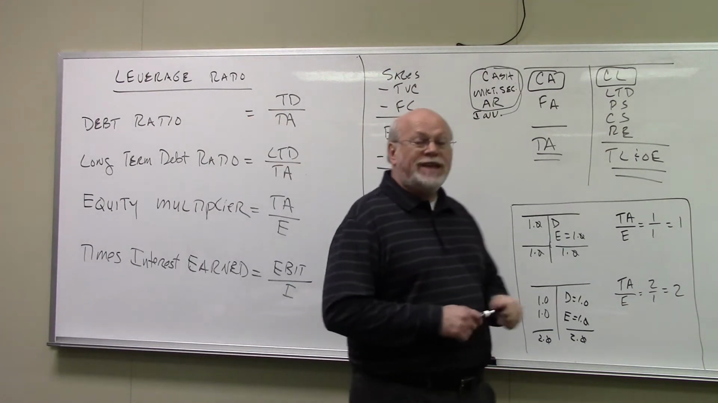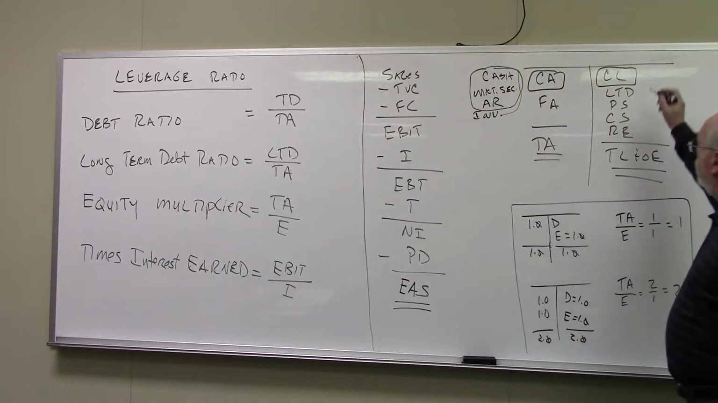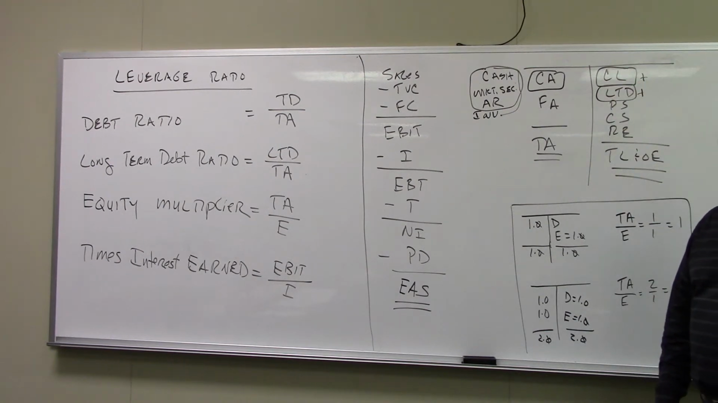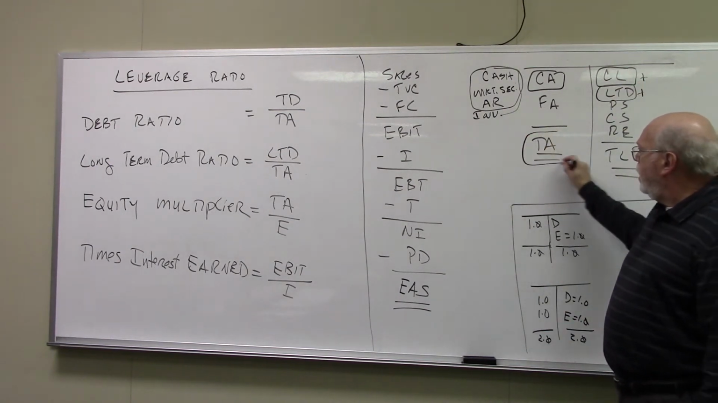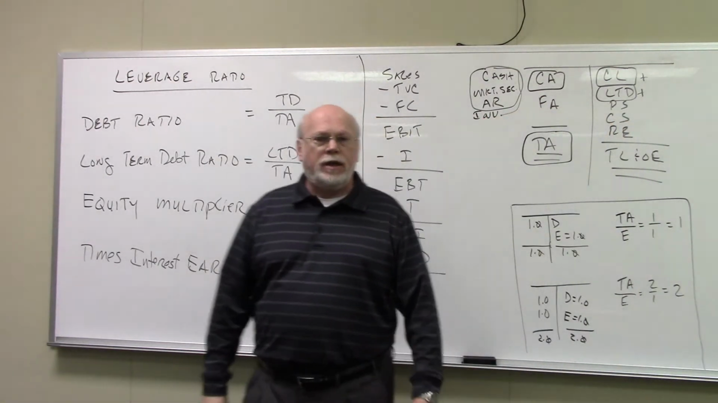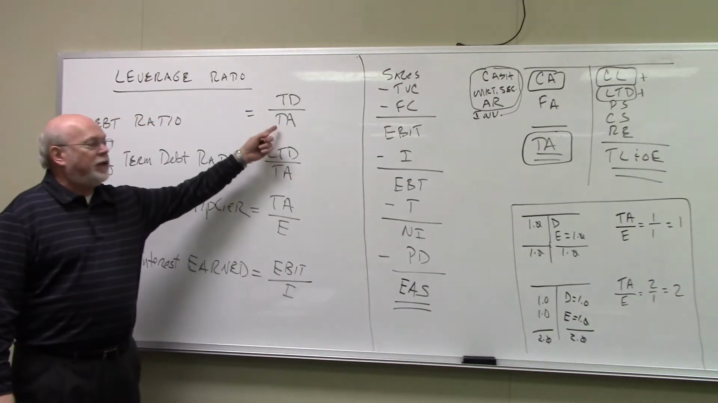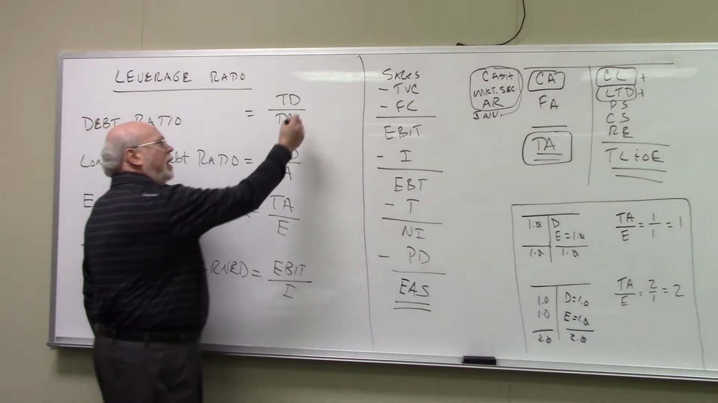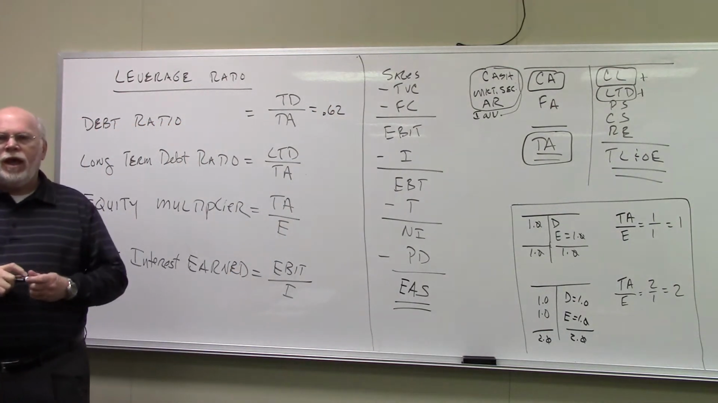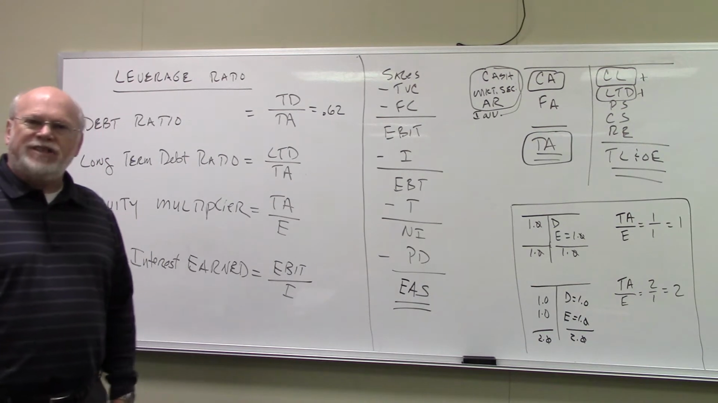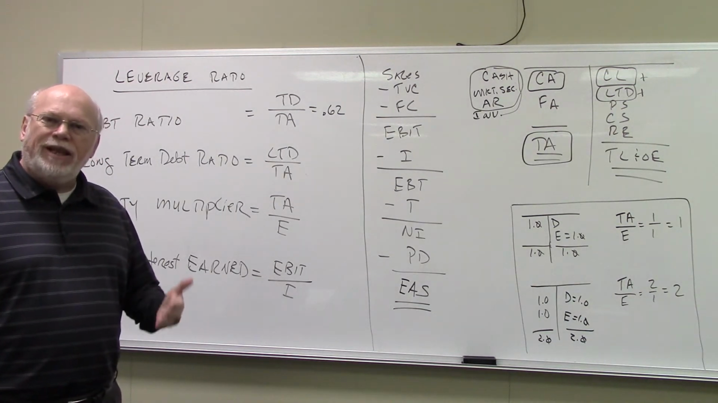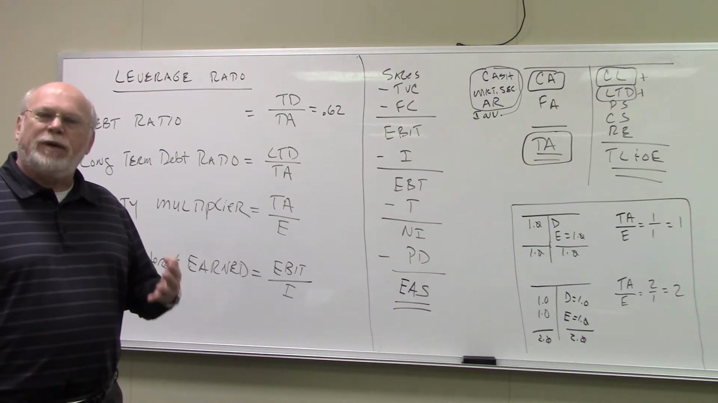So total debt, what is that? Well, total debt is current debt plus long-term debt. That's total debt, and you're going to divide that by total assets. So if you had the total debt of the company and divided it by its total assets, and this came out to be, in your calculator, 0.62, that's the decimal equivalent of 62%. And what that means is that 62% of the assets of the firm are financed by some form of debt.